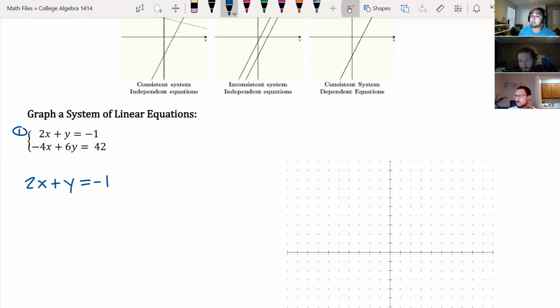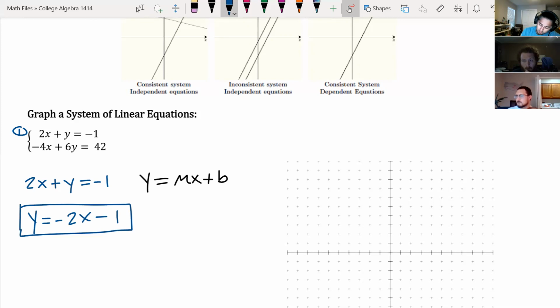Now, in order to graph this, we're going to go old school. We're going to go with the slope-intercept form. Remember, slope-intercept is y equals mx plus b. So all we have to do is rearrange this equation to solve for y. We'll get y equals -2x minus 1, where the slope is -2 and the y-intercept is going to be at (0, -1).